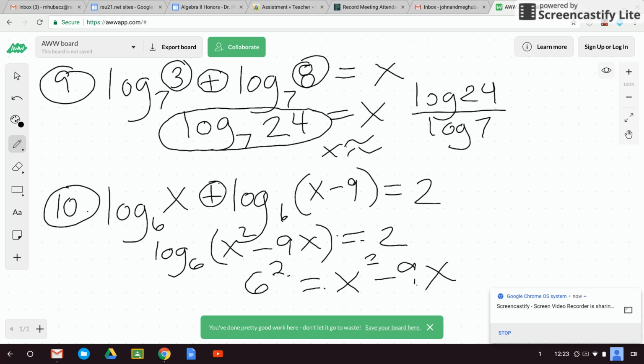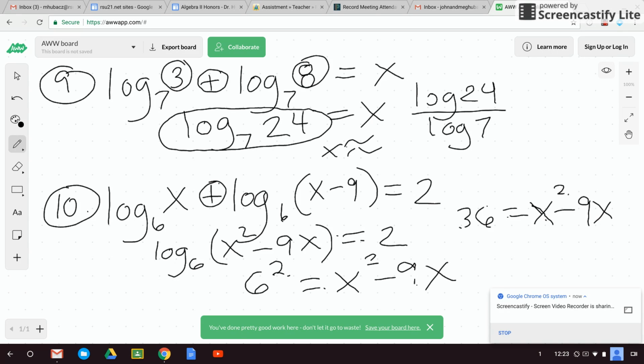So this equation type should look very familiar to you. It's a quadratic equation. And so what I'm going to suggest you do is complete this problem. You're going to be left with 36 equals x squared minus 9x. Could you please set your quadratic equal to 0 and then solve as usual?